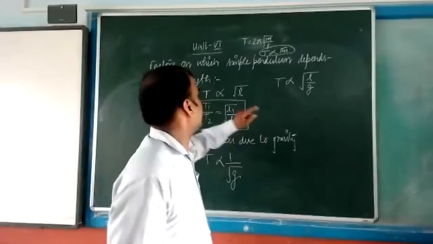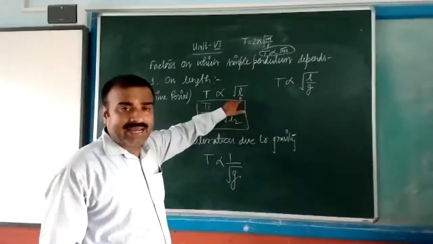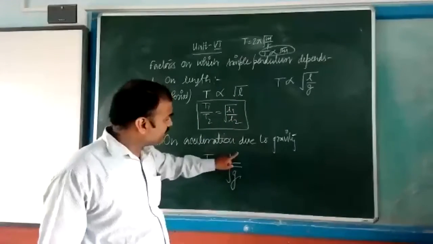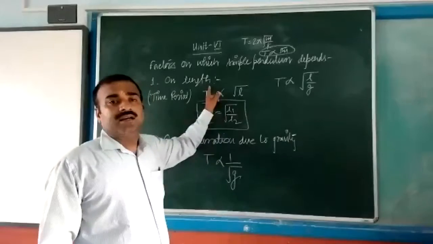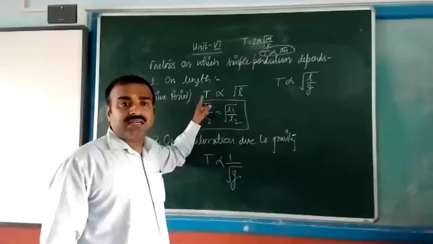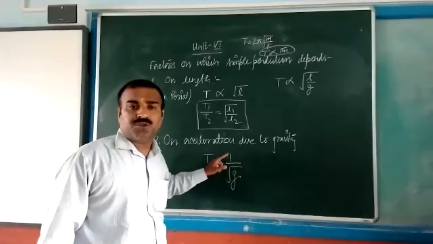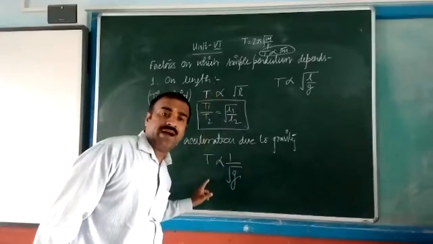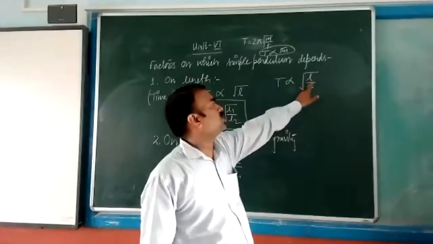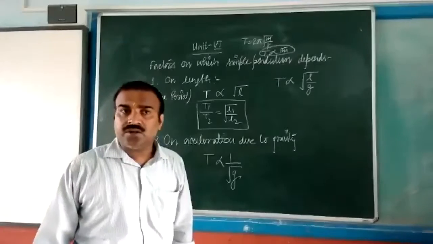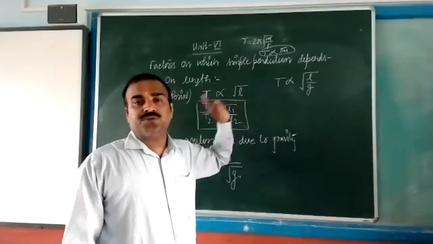T is directly proportional to L. T is inversely proportional to G. Since both equations are related to T, that's T proportional to L, T proportional to 1 by G. So once we join both equations, T is directly proportional to L by G. Okay, T is directly proportional to L by G.